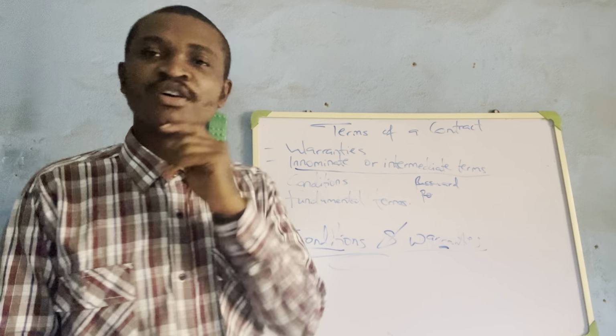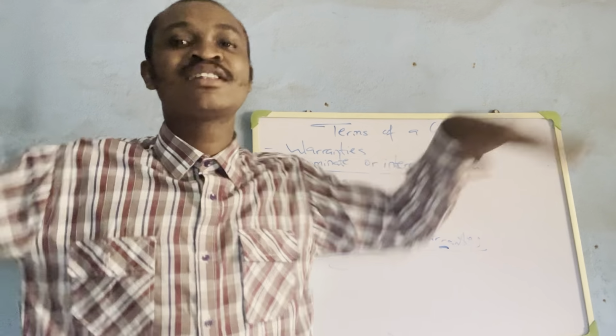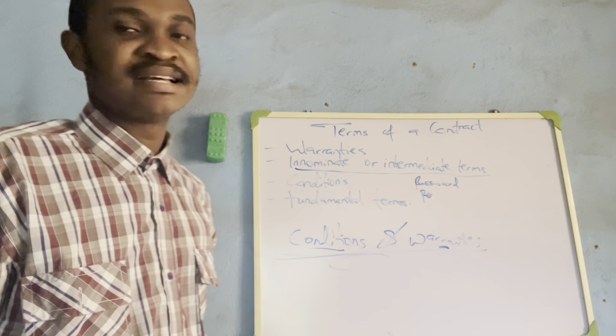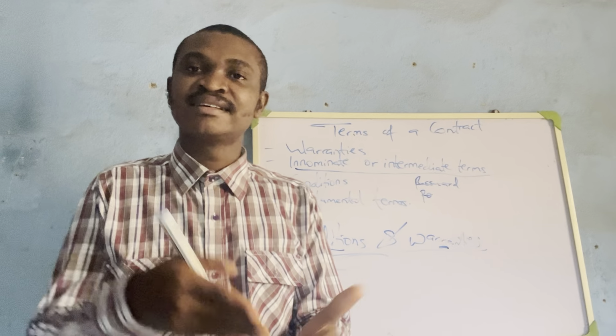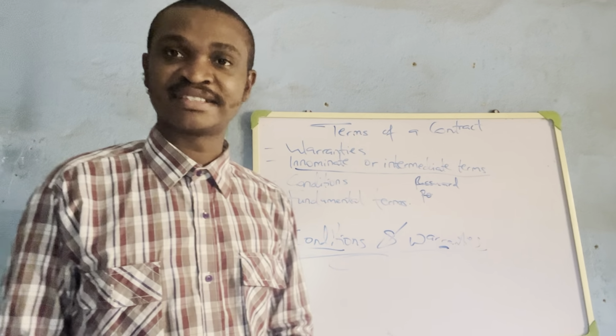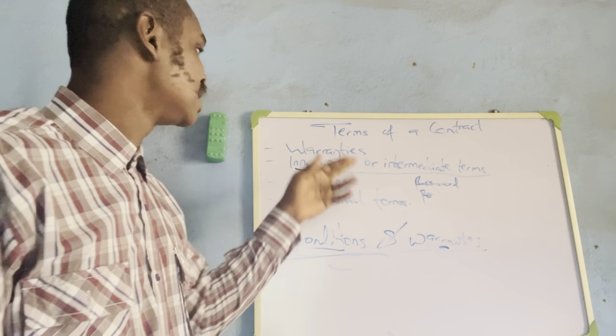So you should know that while warranty is just collateral to the contract, condition is essential to the contract. And the breach of condition is repudiation and or damages, while the breach of warranties is damages only without repudiation. Now, let us go into intermediate and innominate terms.